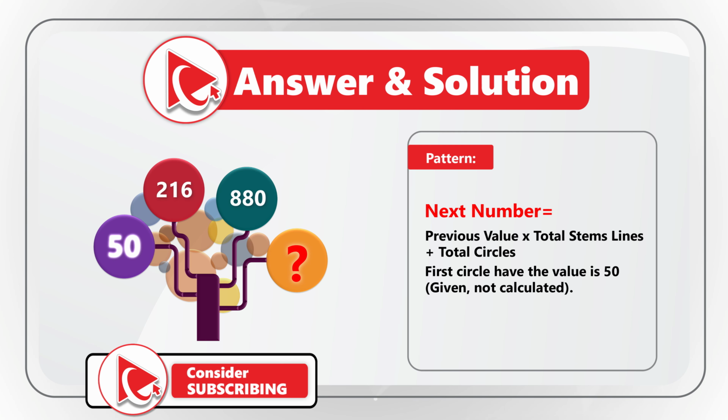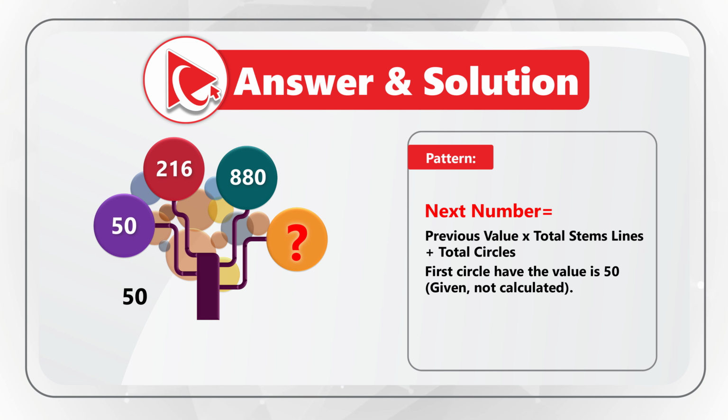The first number is 50 in the purple circle, and it's given, not calculated. The second number, though, is calculated: previous number 50 multiplied by 4 plus 16, and the result of this is 216. Third number is calculated as 216 multiplied by 4 plus 16 and equals 880.